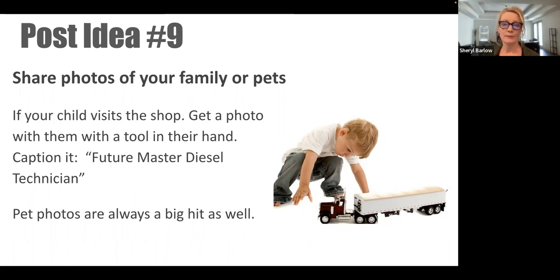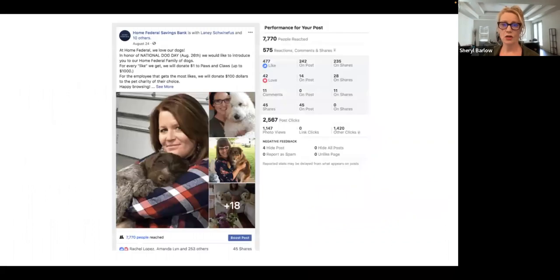Pet photos, also a big, big hit. For instance, this is the bank again. And if you remember that graphic photo, which is a typical baseline type of graphic that we do, it would reach 271 people. For National Dog Day, we had a bunch of the employees send in pictures of them with their dog. And this post reached 7,770 people. And it was shared 45 times, and it had 575 engagements. Very, very popular post. People love dogs, they love kids, so use them whenever you can.